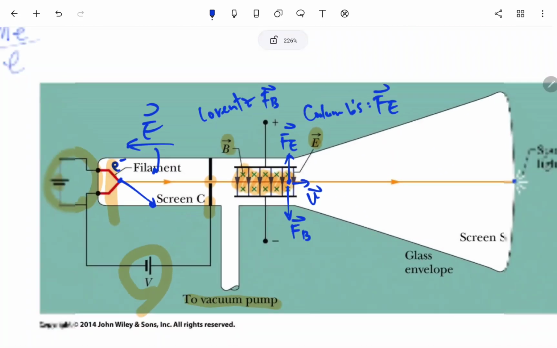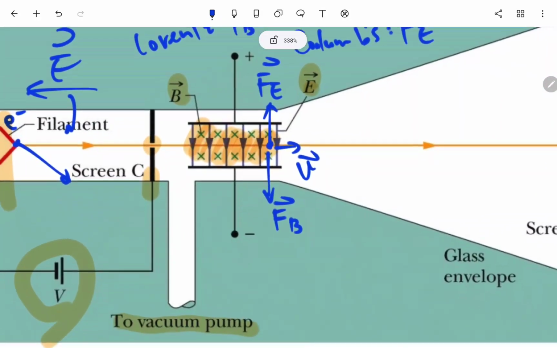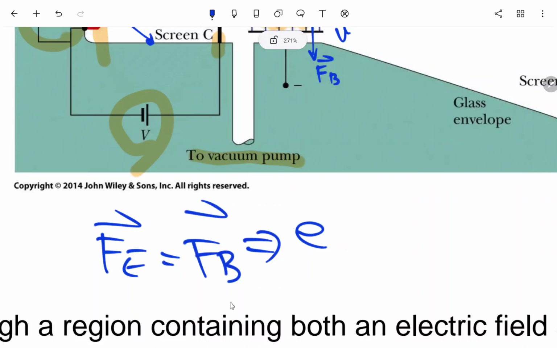Okay, so what do we tune? We need to make sure that Fe is equal to Fb. Here we just ignore the positive or negative sign; we only care about the magnitude because we have already discussed the direction. So Fe is e times the E field magnitude, and that equals Fb. Fb is qVB. q is also e, and then V, and then B.